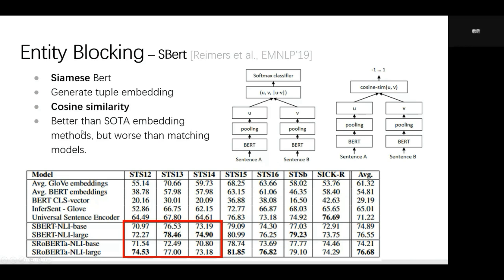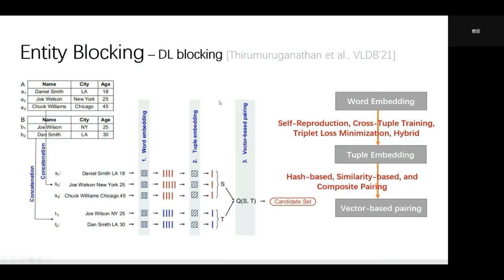DER blocking is the latest work in the entity blocking problem. So this figure shows the general framework of DER blocking. For each tuple in the relational table, we use word embeddings such as GloVe or FastText to transfer each word or subword into embeddings. And then each sentence is transferred to a matrix.